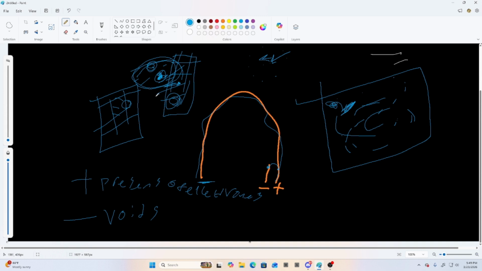Everything keeps on bouncing back and forth until it finds a space where it is. Because in reality, this has to do with quantum states.